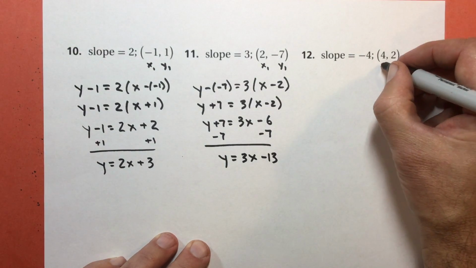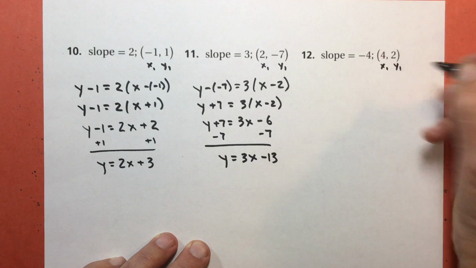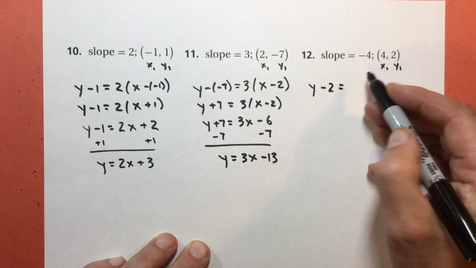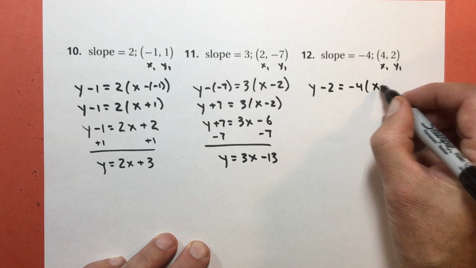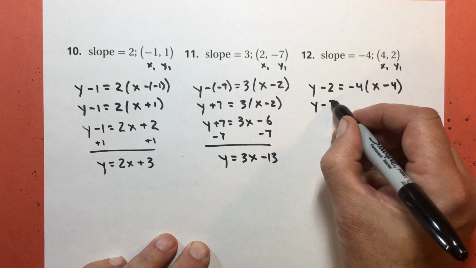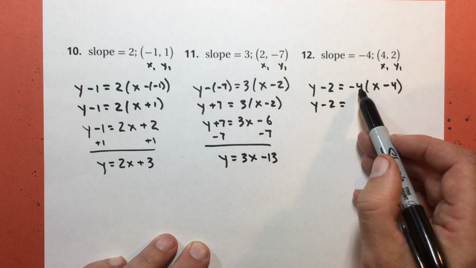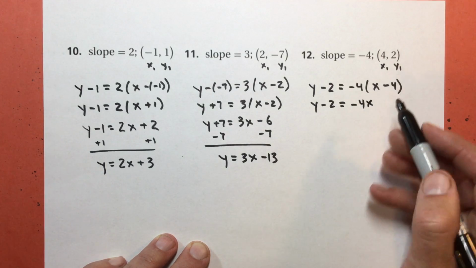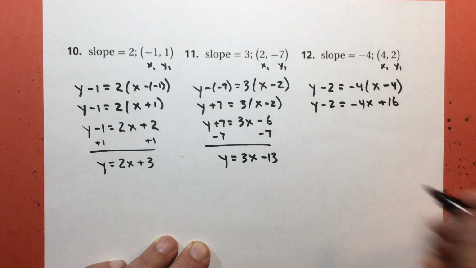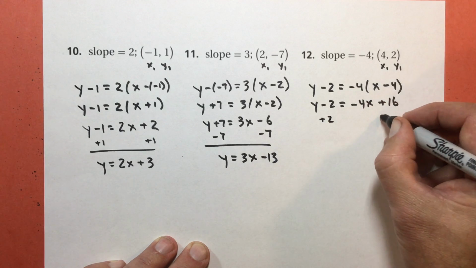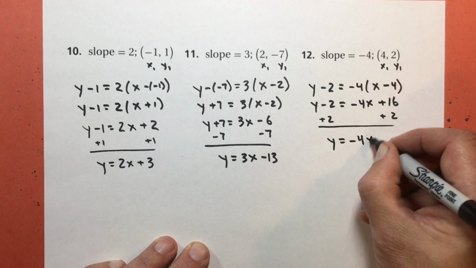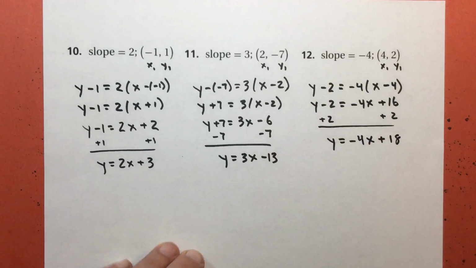For number 12, again, here's my x1, here's my y1. Y subtract 2 equals my slope, which is negative 4, times x subtract 4. Y subtract 2, I'm going to use distribution. Negative 4 times x is negative 4x. And negative 4 times negative 4 is positive 16. Add 2 to both sides, and I get y equals negative 4x plus 18.